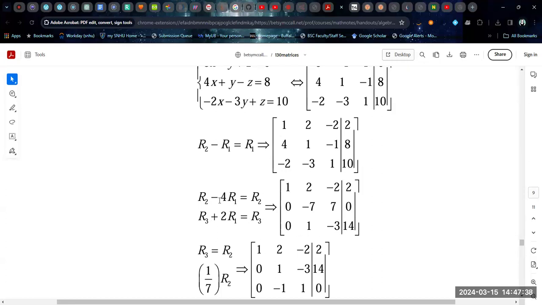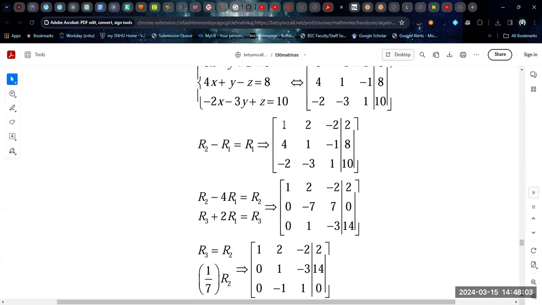So -4 times R1, this is going to be -4 plus 4 is 0. This gets multiplied by -4, that's -8, plus 1 is -7. This times -4 is +8, and -1 is +7. And then this times -4 is -8, and then added to 8, I get 0.